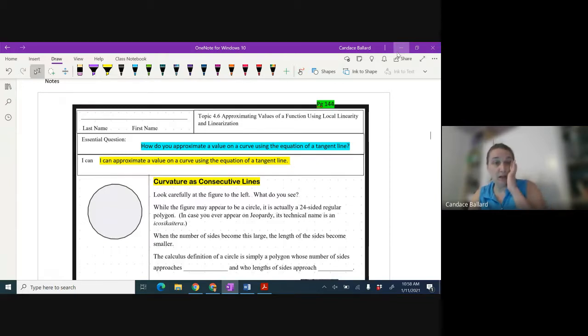We are talking about how you approximate a value on a curve using the equation of a tangent line, and hopefully by the end of the lesson, I can approximate a value on a curve using the equation of a tangent line. So you should be able to do this.